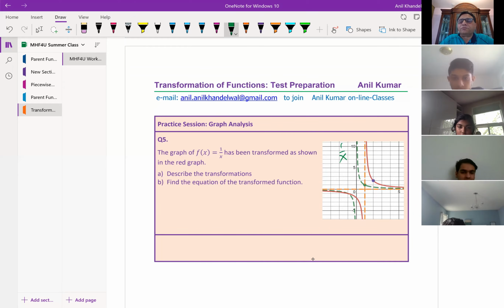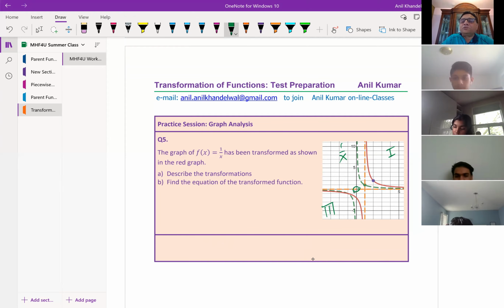No reflection, right? Both are in the same quadrants, correct? So they are in quadrant 3 and quadrant 1. If there had been a reflection, they would have gone to quadrant 2 and 4. So no reflections. Perfect. Now, we are saying that there is a transformation, and we are not saying what type of transformation. So in reciprocal functions, what you need to do is check the horizontal and the vertical asymptote, right? You see, earlier 0 was not in the domain, correct?